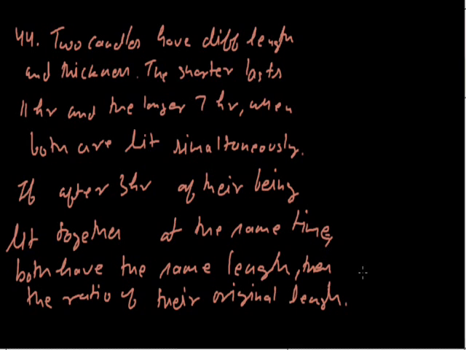So in this question it is given that the two candles have different length and thickness. The shorter lasts for 11 hours and the longer for 7 hours when both are lit simultaneously. If after 3 hours of their being lit together at the same time both have the same length, ये देखा गया कि अगर उनको 3 घंटे तक अगर एक साथ जलाया गया तो दोनों की लेंथ बराबर हो जाएगी.